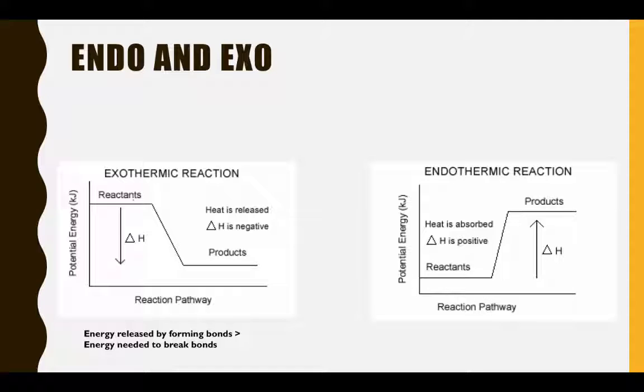For an endothermic reaction, on the other hand, energy is gained or absorbed by the system. This is because the energy released by forming product bonds is less than the energy needed to break the initial reactant bonds. Therefore, more energy was put in than was released. So overall, we get energy absorbed by the system, making our delta H positive.